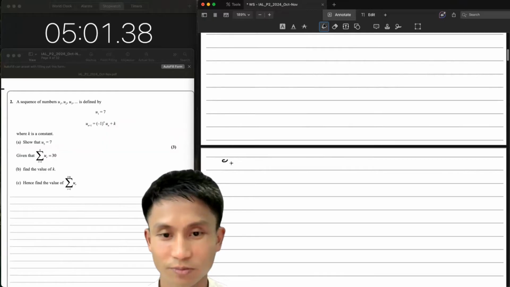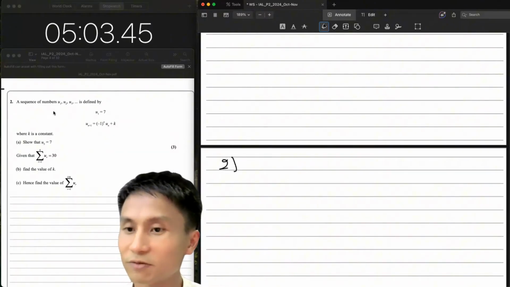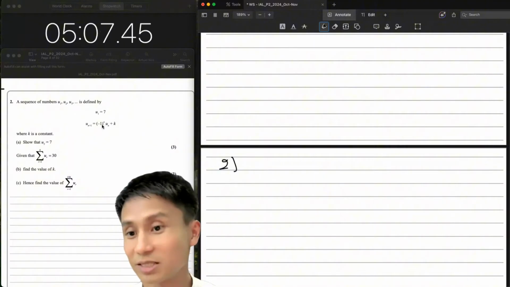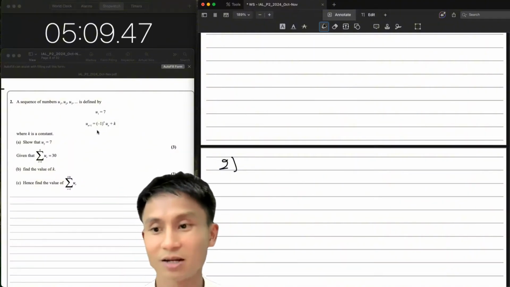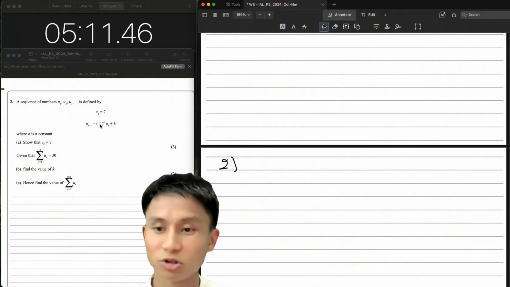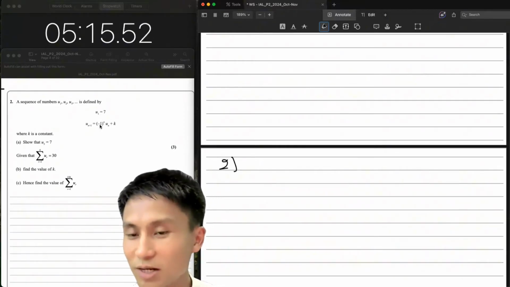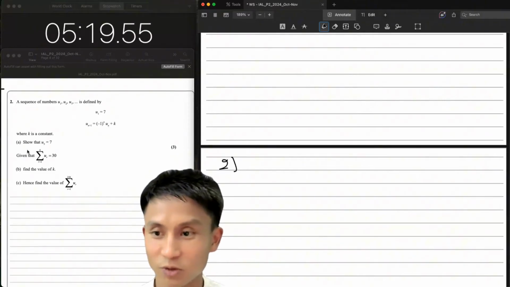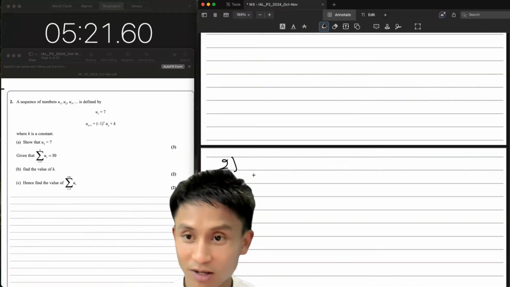Number 2. A sequence of numbers u1, u2, and u3 is defined by, so this is a sequence relation. It may not be arithmetic or geometric. It can be anything, but let's see. So u1 is 7, u(n+1) is whatever that relation is. We show that u5 is 7. All right.